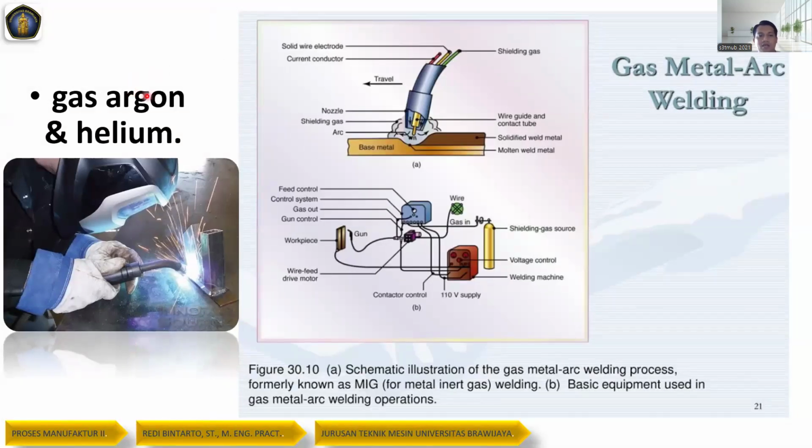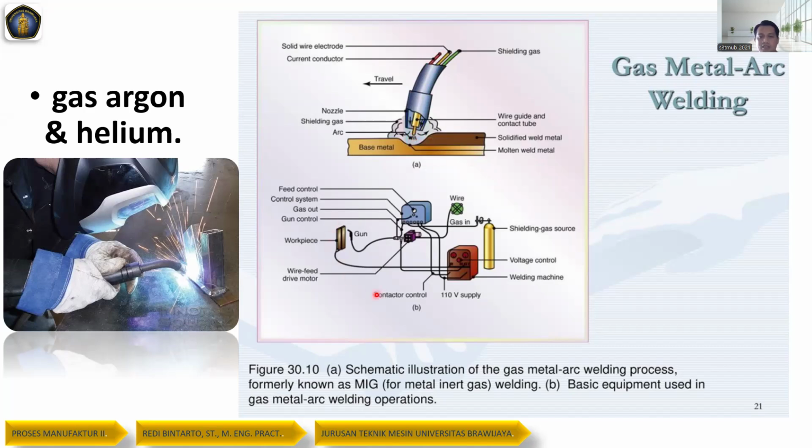And then this is argon and helium gas for welding. They're using solid wire as well, conductors, and the shielding gas is the green one. And then this is a nozzle, with shielding gas and arc in the base metal in the welding area. So this is the metal molten here because of the heating from the gas, burning here.